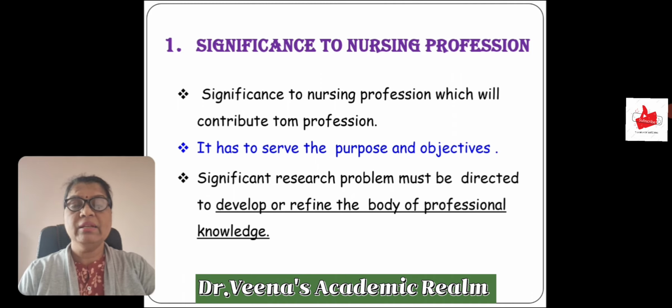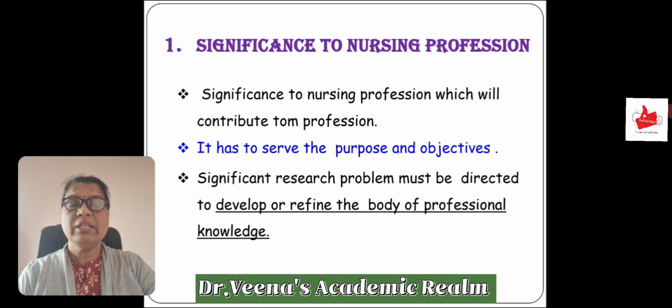When we see the selection of a problem statement, what are the points we need to keep in mind? The first one is significance to the nursing profession. Whenever we are selecting a problem statement for a study or research project, we need to see whether it is contributing to the nursing profession, adding to its knowledge, maybe on the education side, administration side, or clinical practice. So we need to see whether my study is going to contribute something to my profession.